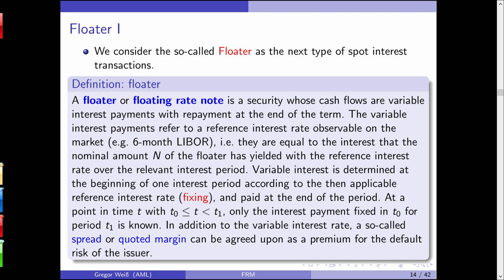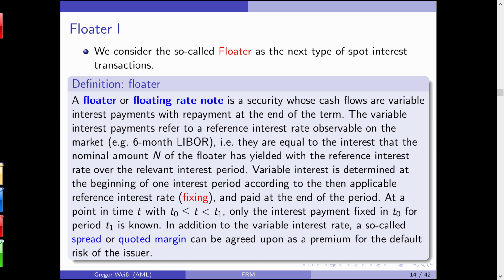What is a floater? A floater, or a floating rate note, is a security whose cash flows are variable interest payments with repayment at the end of the term. And the variable interest payments refer to a reference interest rate that is observable on the market, for example, the 6-month LIBOR, as long as it is not currently manipulated by a large bank, right? So let's assume we have a 6-month LIBOR, and the floater pays the 6-month LIBOR every quarter, every year, for example.